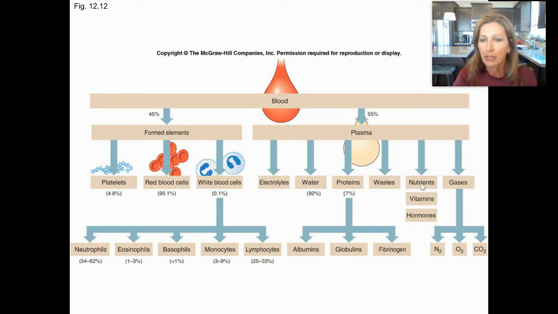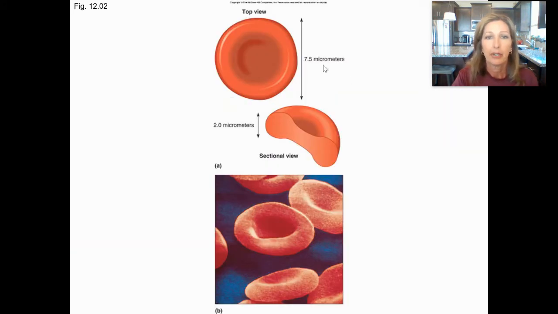All of our nutrients that we consume, all the vitamins, all the hormones for long distance signaling, all the sugars. So this is where our blood sugar would be taken. And then our gases are also going to be dissolved in the blood or carried on the red blood cells. So oxygen gets carried on the red blood cells, carbon dioxide, and then nitrogen gas, that's going to be dissolved then in the plasma.